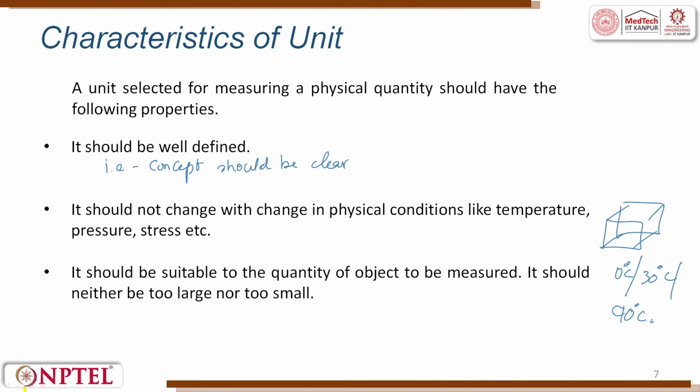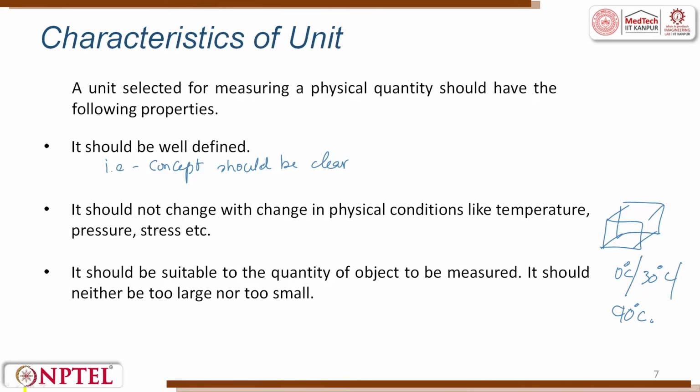Or when we are trying to solve some thermodynamic problem, where temperature is involved and is dynamically changing, we clearly state that in this problem the temperature is this, the pressure is this, and this is the measured quantity. They make it very clear, right. But keep in mind that it should not change with change in physical conditions like temperature, pressure, stress, etc.